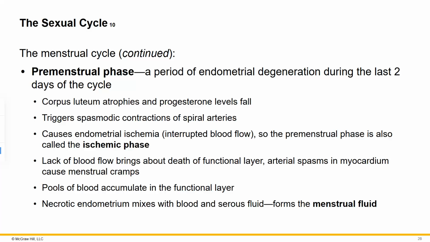Arterial spasms in the myometrium cause menstrual cramps. Pools of blood accumulate in the functional layer. Necrotic endometrium mixes with blood, and serous fluid forms the menstrual fluid.